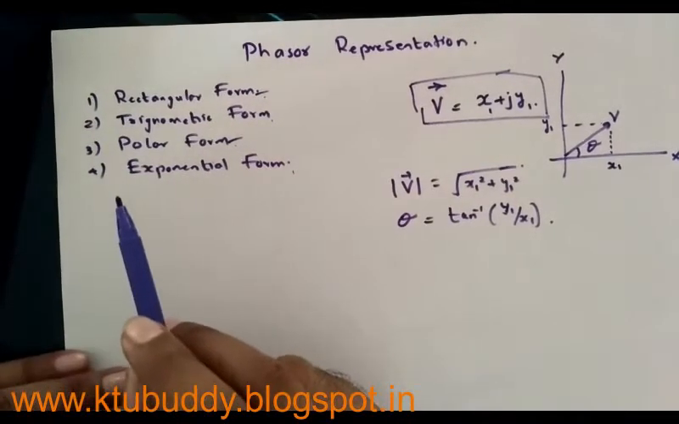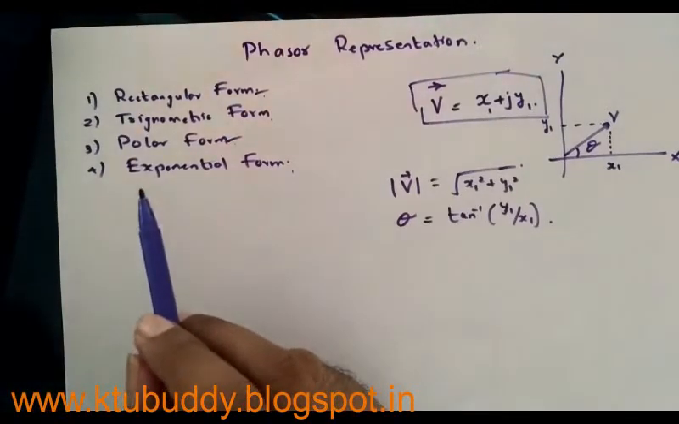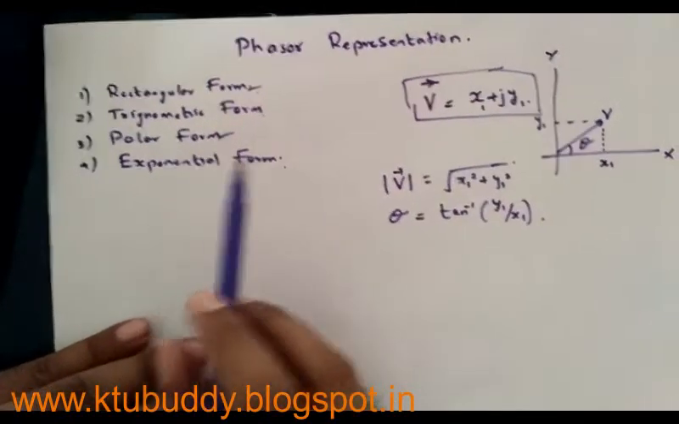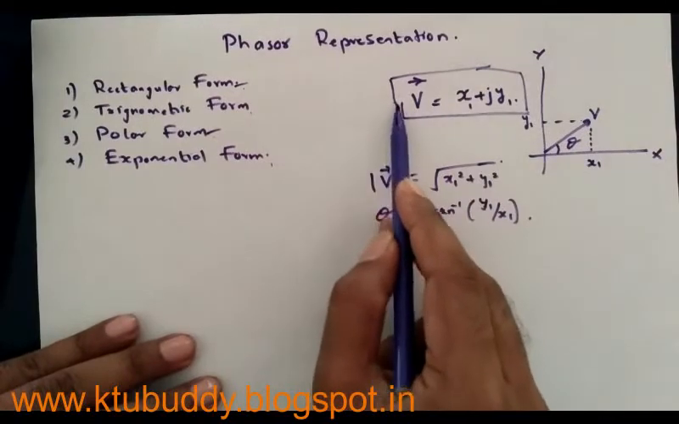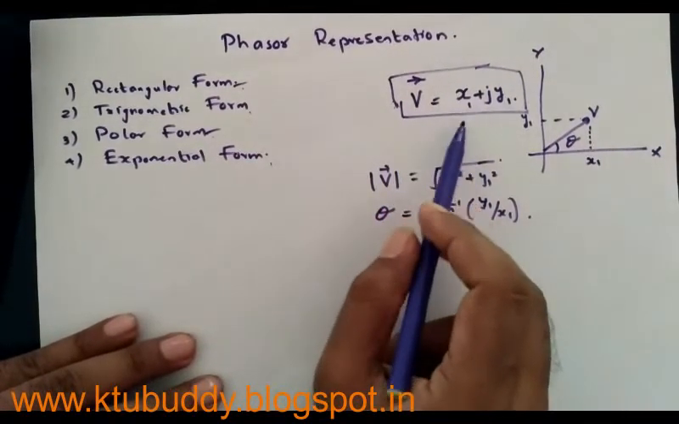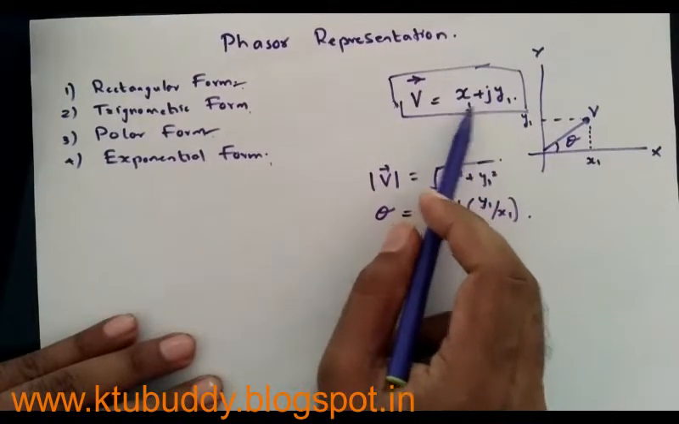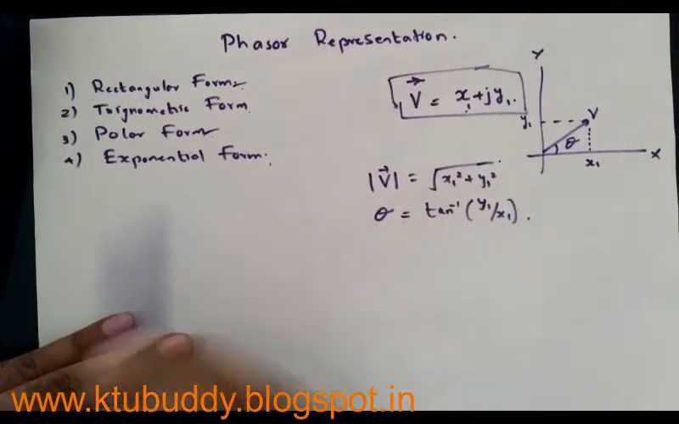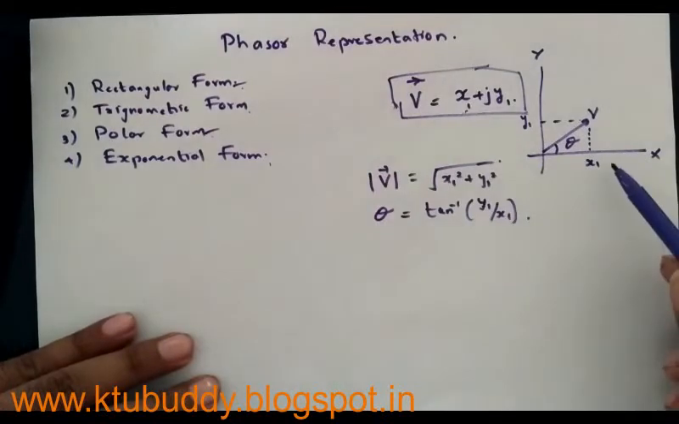First, let's go through the rectangular form representation of an alternating quantity. We know that a vector v can be represented as components of two functions, that is x and y, where x is the x-axis coordinate and y is the y-axis coordinate. And this is a representation of vector v.